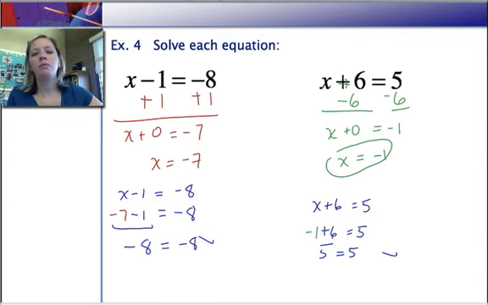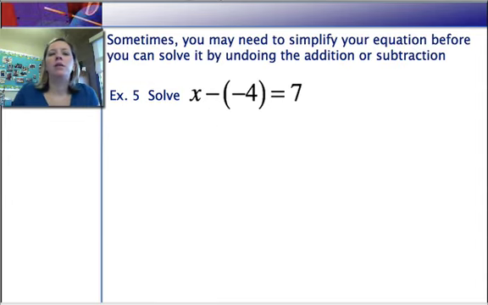Perfect. All right. So now I want to talk about some more complex equations. Still one step, in that we're only undoing one thing at a time. We're either going to undo addition or undo subtraction. But sometimes we're going to need to simplify our equation before we can solve it. So here's a really good example.